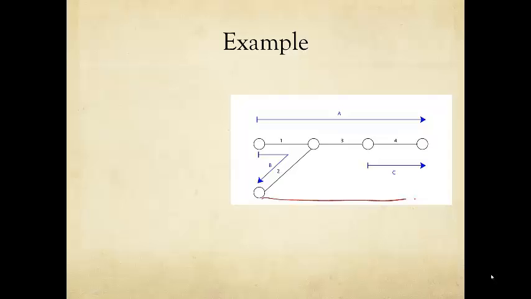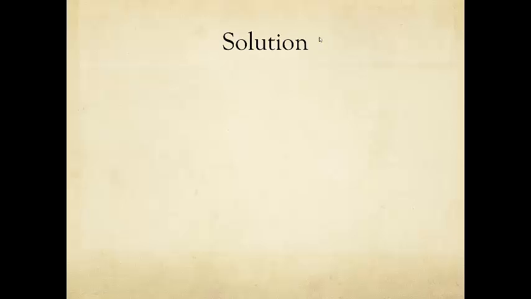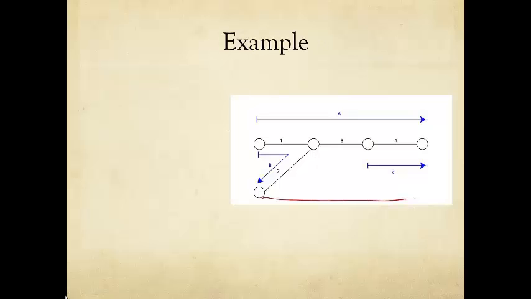Let's start by writing out the routing matrix here. The routing matrix for this problem is clearly the following. It is a 4x3 matrix because there are 4 links and 3 sessions.